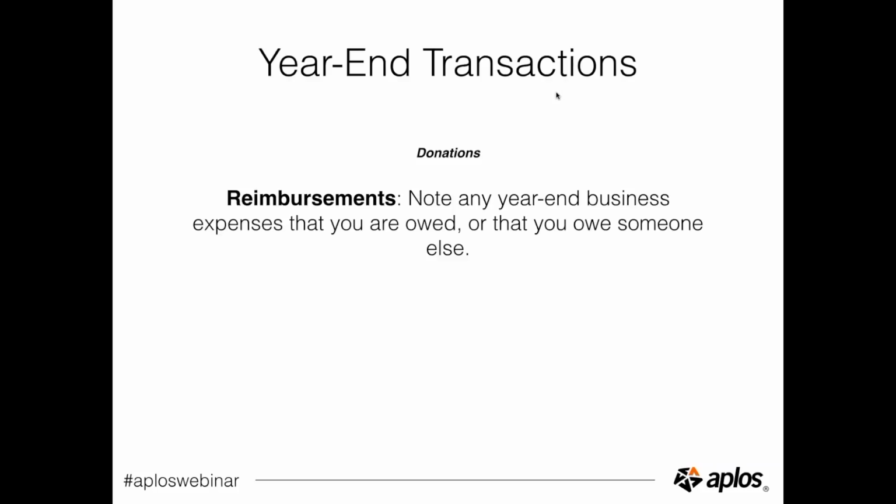Reimbursements: note any year-end business expenses that you are owed or that you owe someone else. This is, in general, an accounting mental check to keep in mind. If you're owed any money, make sure you have all of that documented and give it to your employer or whoever owes you money so that you can get your reimbursements by the end of the year, as well as if you owe someone, make sure you get their reimbursements in by the end of the year as well.